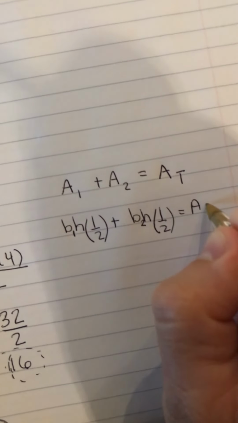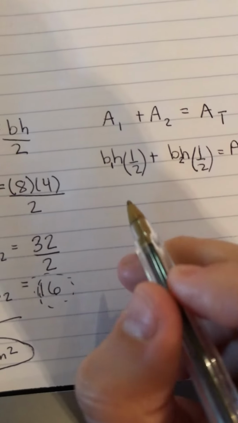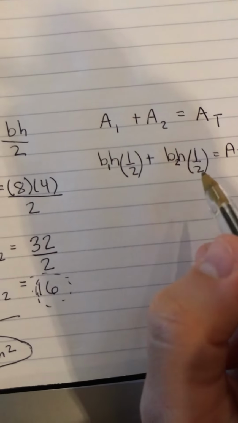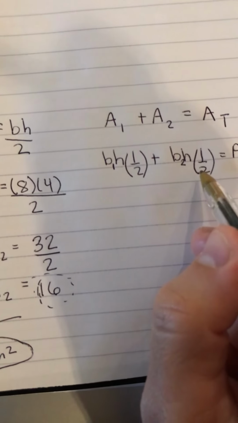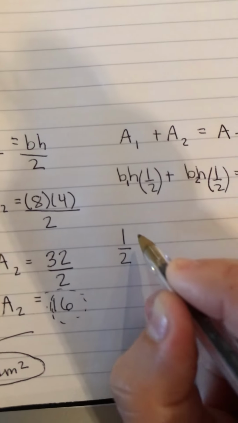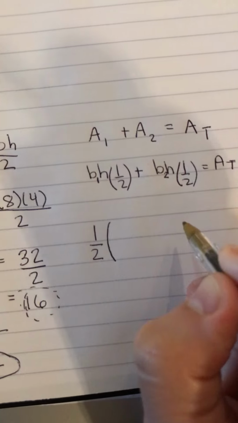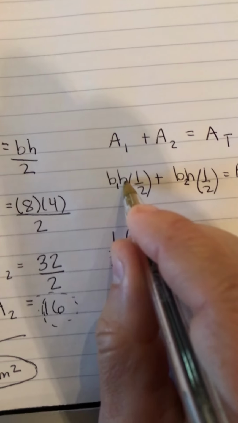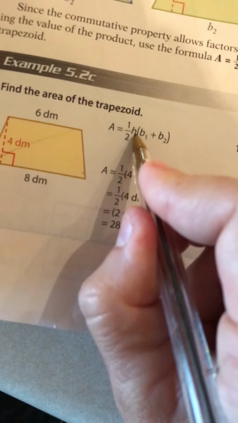Equals the area of the whole trapezoid. Okay, so this is the way they get that formula. The 1/2 is being multiplied to both of them. So I could technically put my 1/2 outside of an entire parentheses and put my bases and heights. Well, actually, my height is the same for both of them. I didn't have a height 1 and a height 2. I had the same height. So I could put that height outside too.